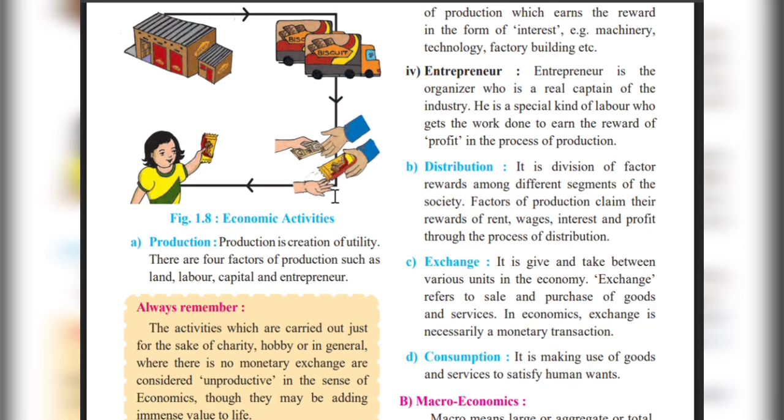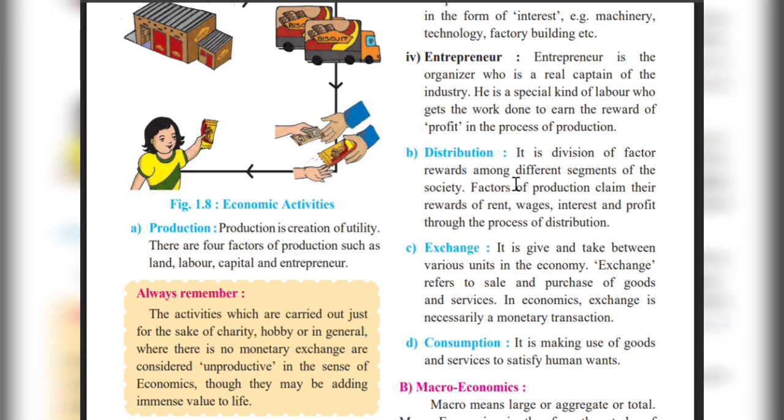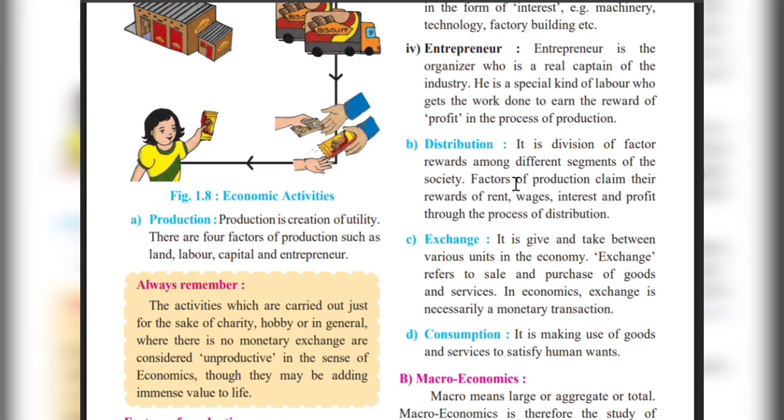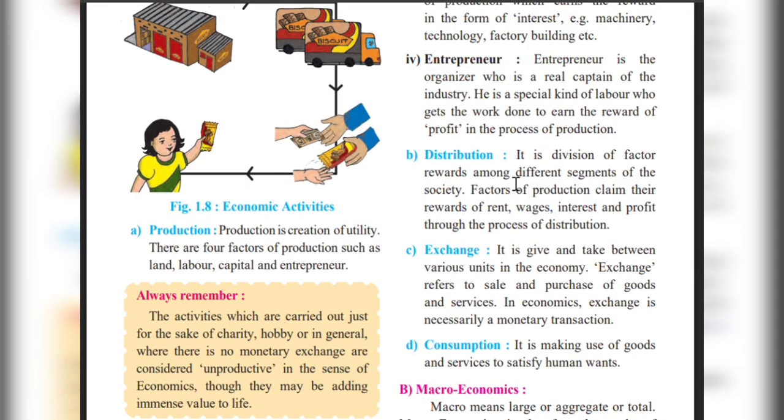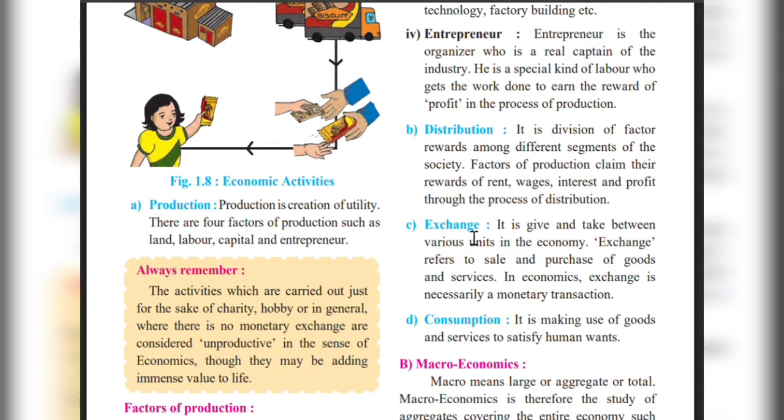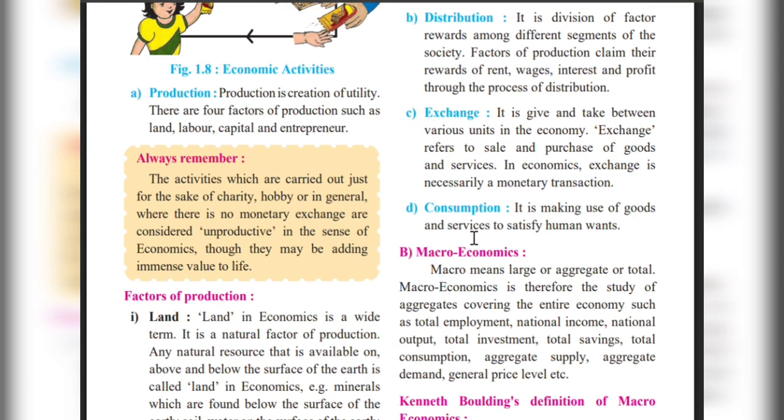Next, we have entrepreneur. Entrepreneur, the person who organizes all factors of production and takes the risk of the production, and he earns his reward, which is the profit. He gets the profit. Now, next we have distribution. It is the division of factor reward among different segments of the society. Factors of production claim their reward of rent, wages, interest, and profit through the process of distribution.